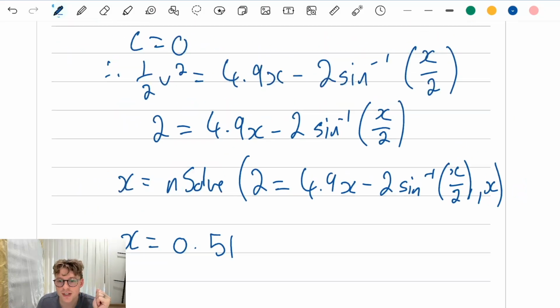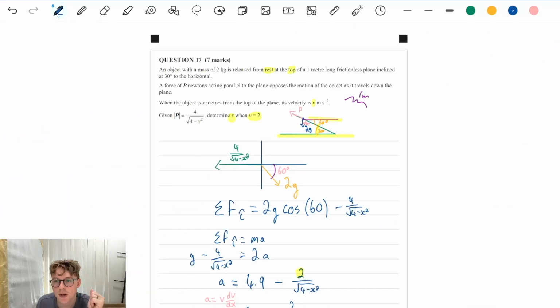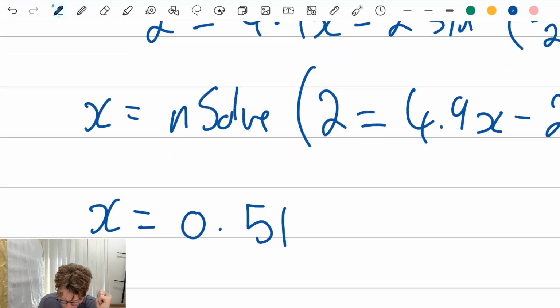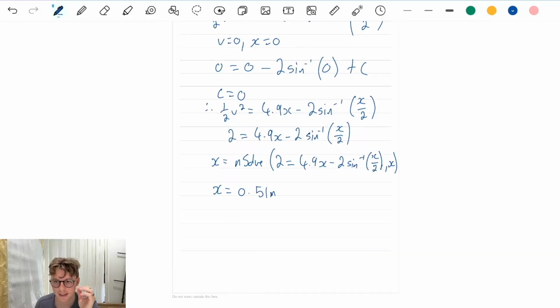I should quickly make sure my units are correct. It's 1 meter long, right? So it's going to be 0.51 meters, which is about halfway down the ramp. But they didn't really care too much for the context. They just asked for essentially what the position of the object is.